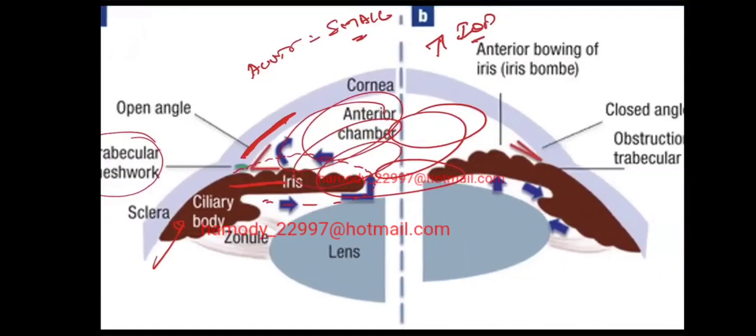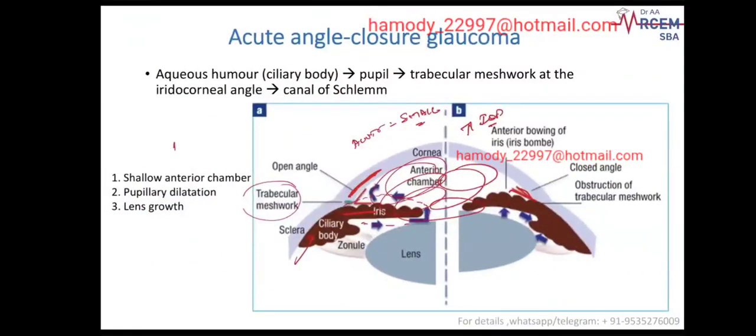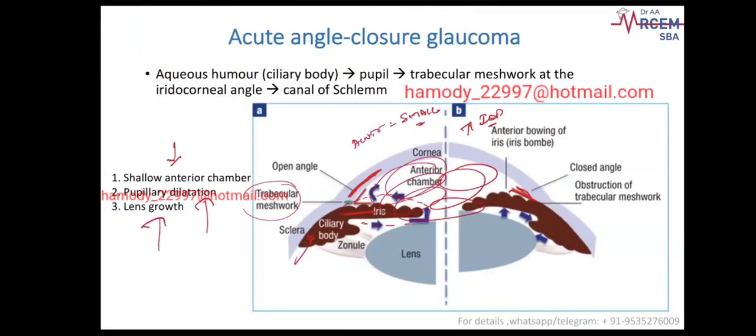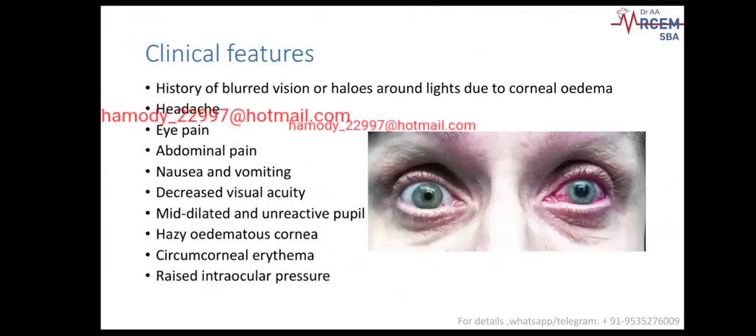So what can cause this? This is the acute angle what you're having. An acute angle can be caused by a shallow anterior chamber, pupillary dilatation, or lens growth. Is it a true emergency? Absolutely, it is a true emergency.